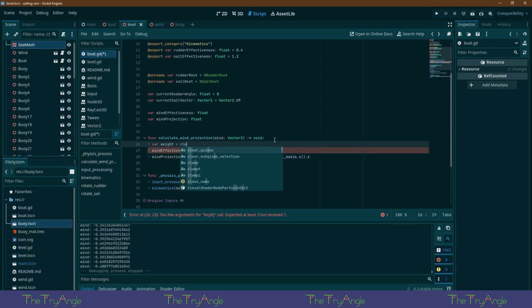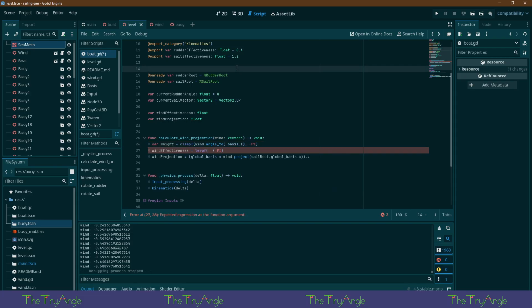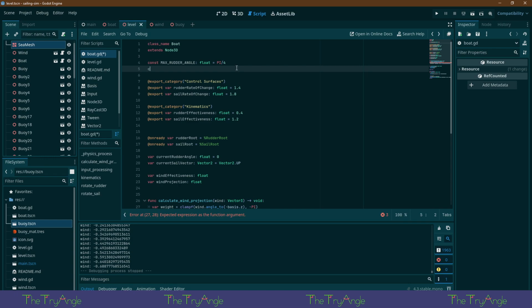We're going to clamp this angle. So I'm going to say we've got an angle here, and I want to clamp it between, I don't want pi. Max rudder angle, const, wind effective angle. I'll say this is the wind loss angle.